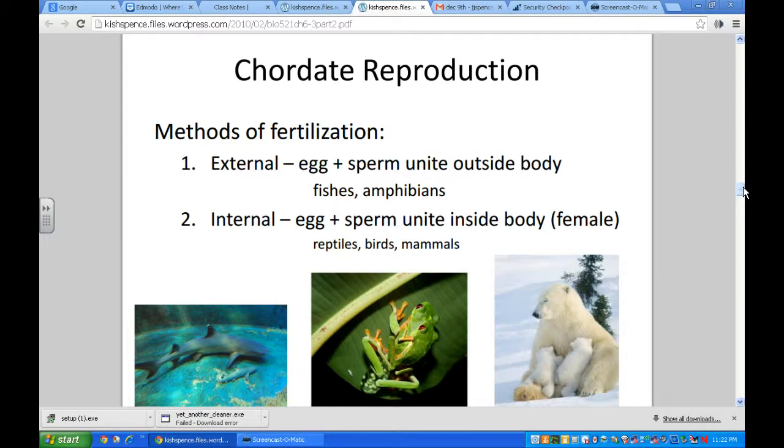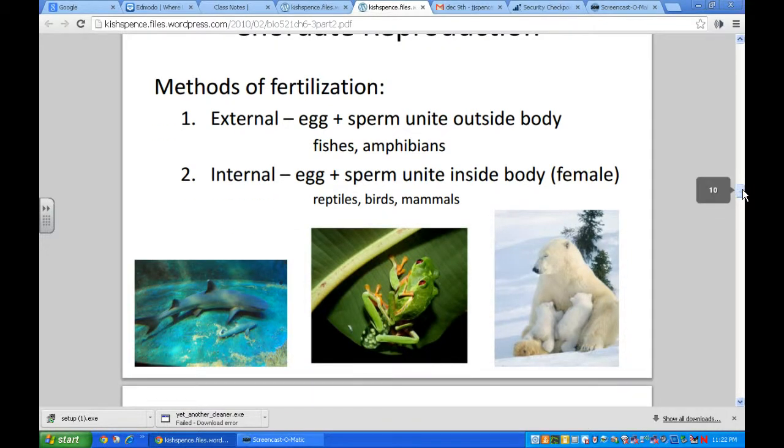And some have special strategies in order to try and increase the chances of fertilization. For instance, these frogs here are doing what's called amplexus. So the male is sitting on top of the female and pushes the eggs out as he deposits sperm over top of them, so it increases the chances that the sperm will reach the egg. So it's external, but they use amplexus to increase their chances.